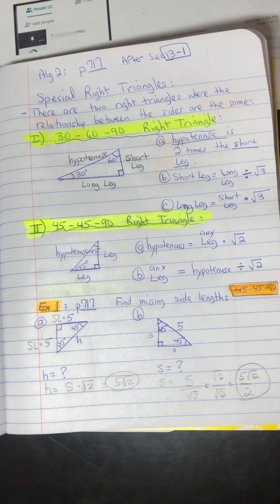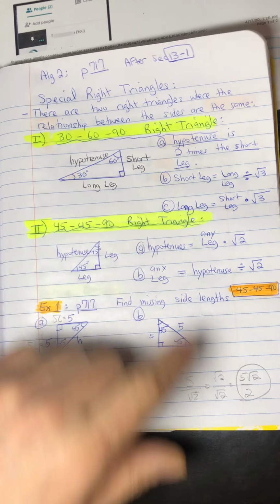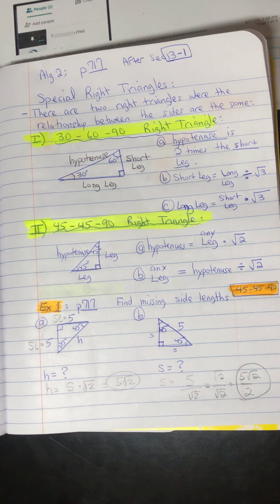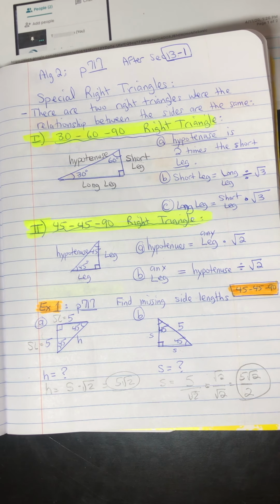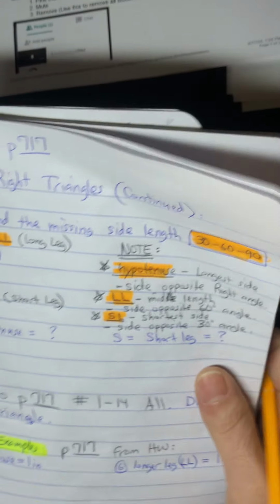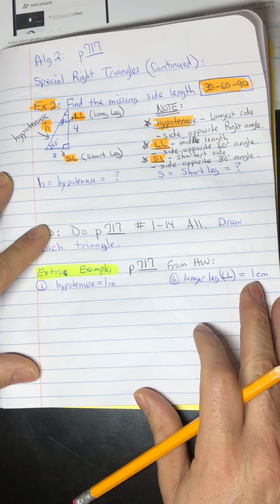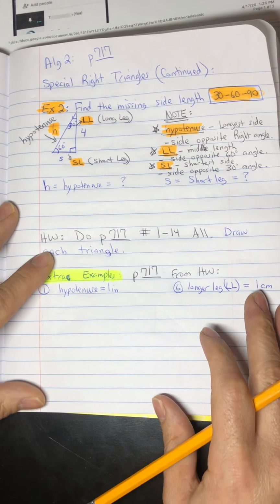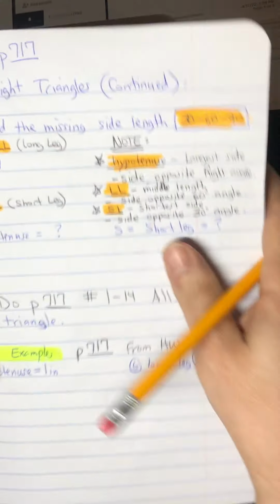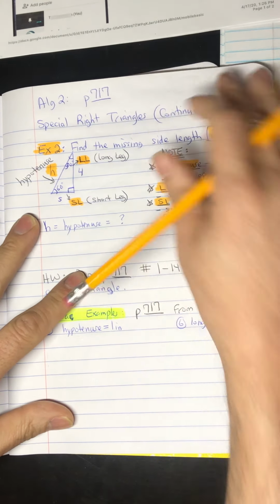Okay? Without further ado, I want to go on to example 2, which is 30, 60, 90 right triangles and finding the missing sides. So let's go ahead and do that now. I'm going to turn the page over. Make sure you copy everything down. Turn the page over. And then here's example 2. Make sure it's centered right. Yep, it's example 2. Again, we're continuing special right triangles. And it's the same page, 717 of your book.